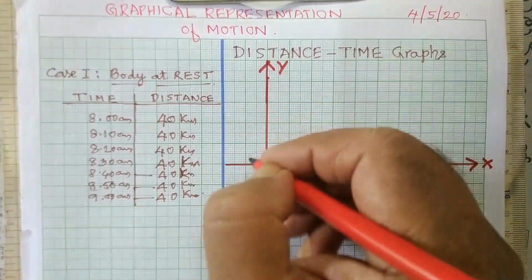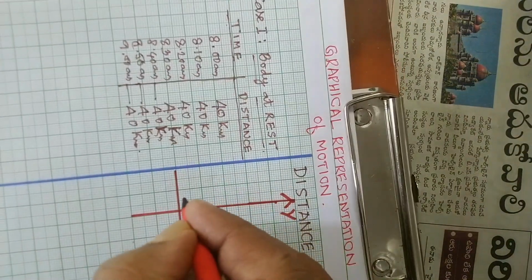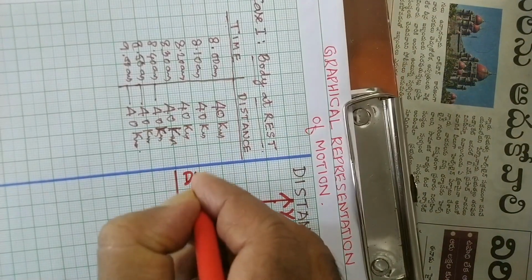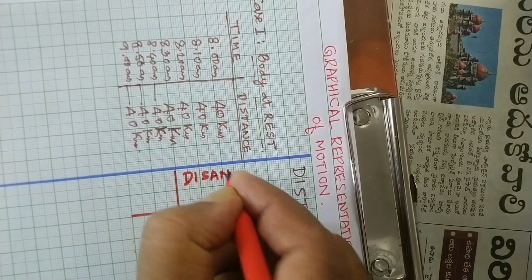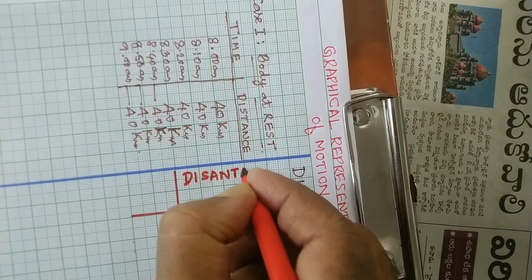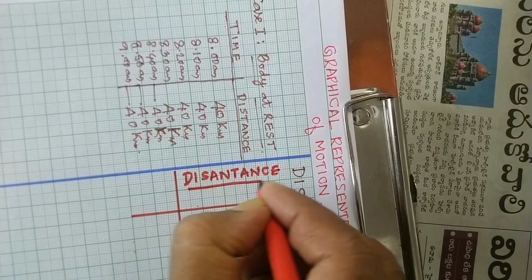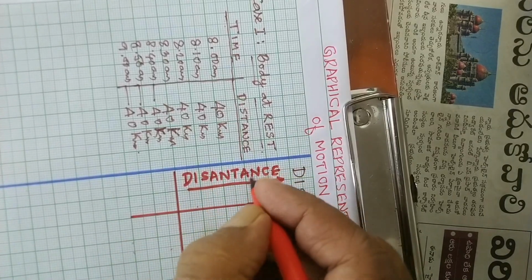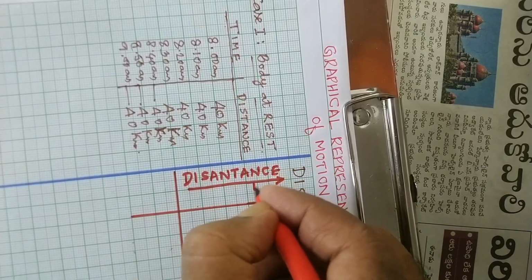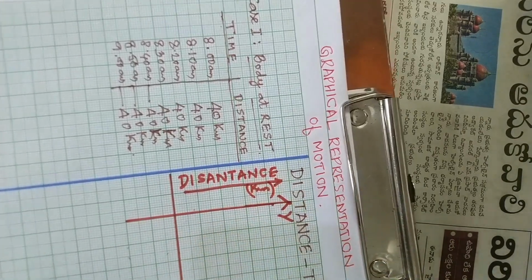Then you take the distance. Let me turn the graph and write it here. This distance I am taking on the y-axis, in the upward direction, in kilometers. That is in kilometers, you remember.